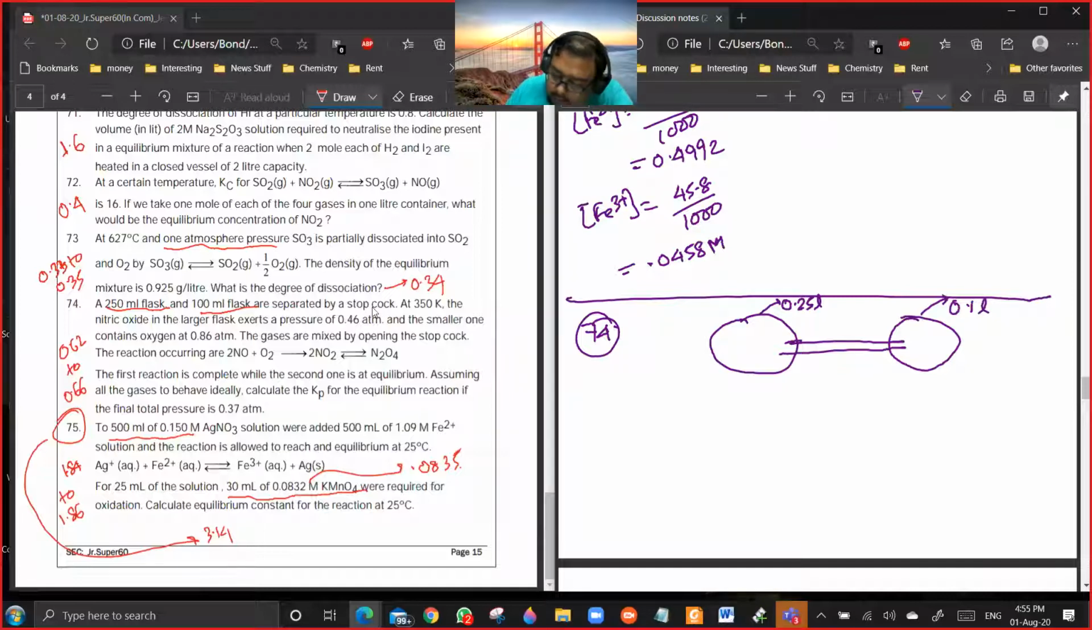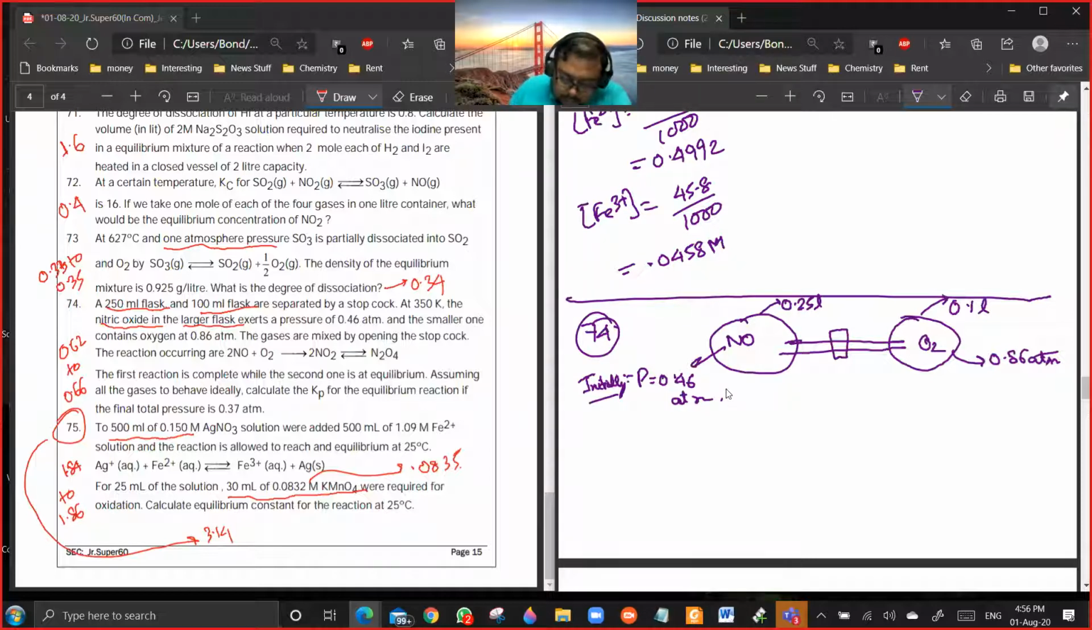It is given that there is a valve which is closed right now. And at 350 Kelvin, the nitric oxide in the larger flask exerts a pressure of 0.46. Nitric oxide is NO. So here it is NO. Its pressure is 0.46 initially. Okay, and the smaller one contains oxygen, which is at 0.86 atm. Okay, and then you open the valve.